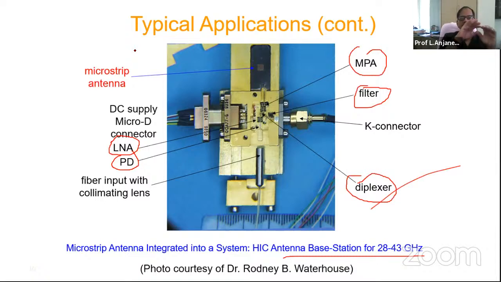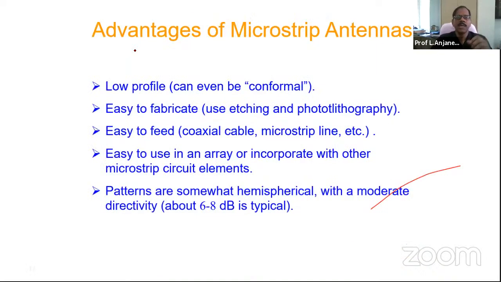Sometimes you also get a foil type, with a very thin substrate of a fraction of a millimeter: 0.1 millimeter, 0.2 millimeter, 0.5 millimeter, like that. So the advantage of using microstrip antennas is that they are generally low profile, because the size is less and the weight is less. Also, sometimes they can be conformal.